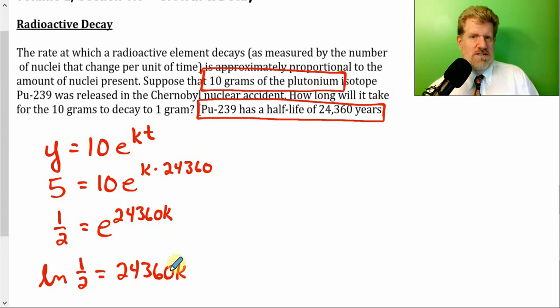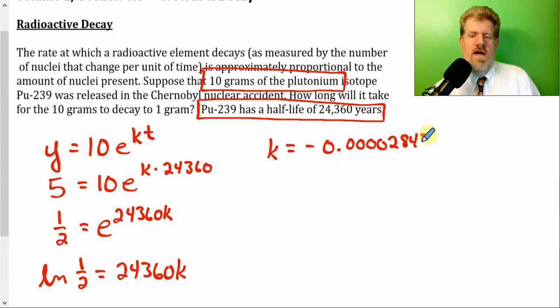Now this number is going to be a little tiny because it's taken a long time to get there. So when I solve this for k, when I divide both sides by 24,360, here's what I get. It is negative, and what I got is 2.845 times 10 to the negative fifth, roughly. That's my k value. It's negative, which means it's going down, but it's also very small, which means it's very slowly going down. So my equation is this.